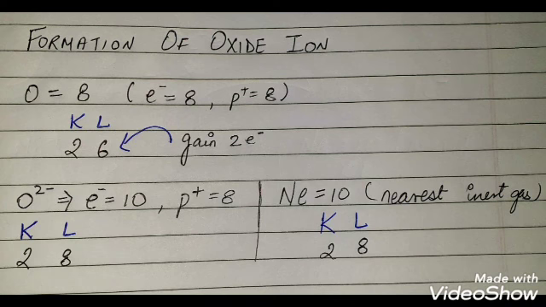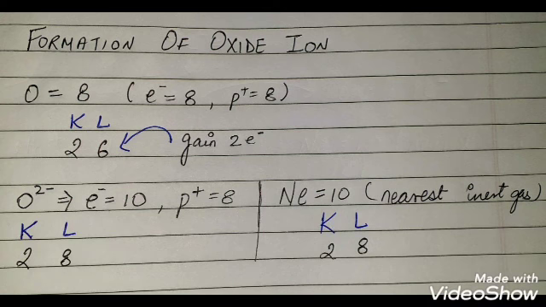The atomic number of oxygen is 8, so its electronic configuration would be 2, 6. The oxygen atom has 6 electrons in its outermost shell, so it needs 2 more electrons to achieve the stable 8-electron inert gas structure. By taking 2 electrons from some other atom, the oxygen atom forms an oxide ion, which is O2-, having 2 units of negative charge.